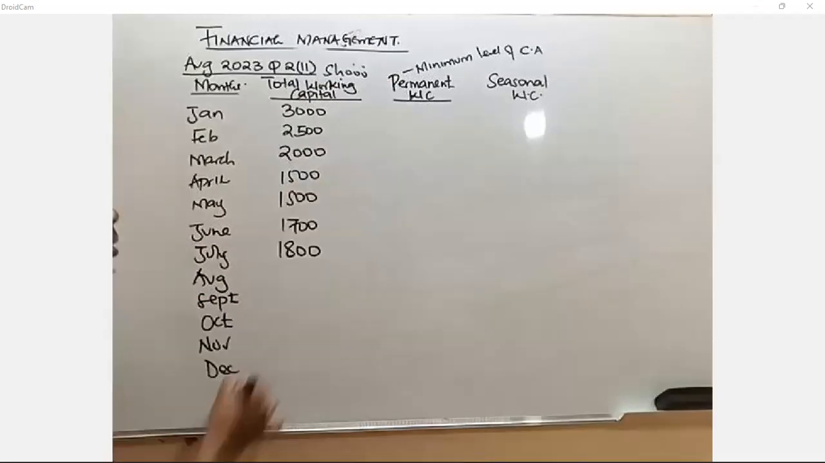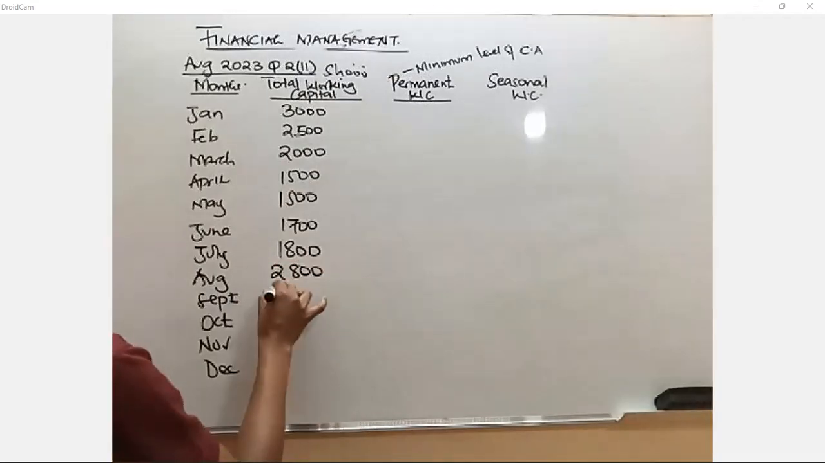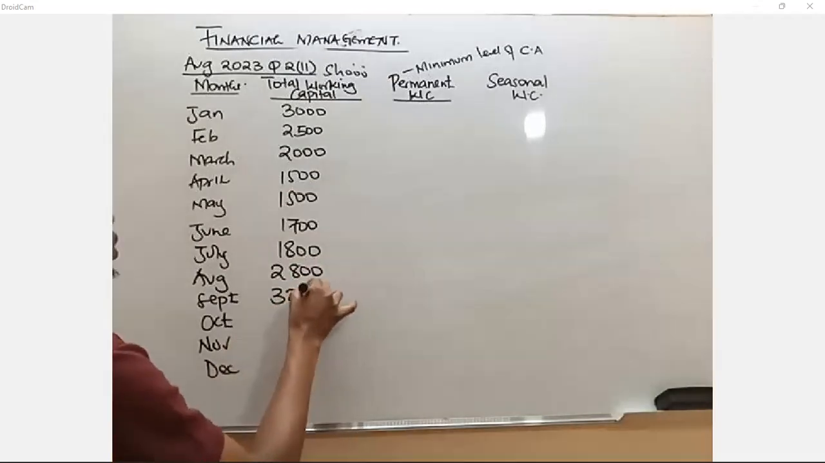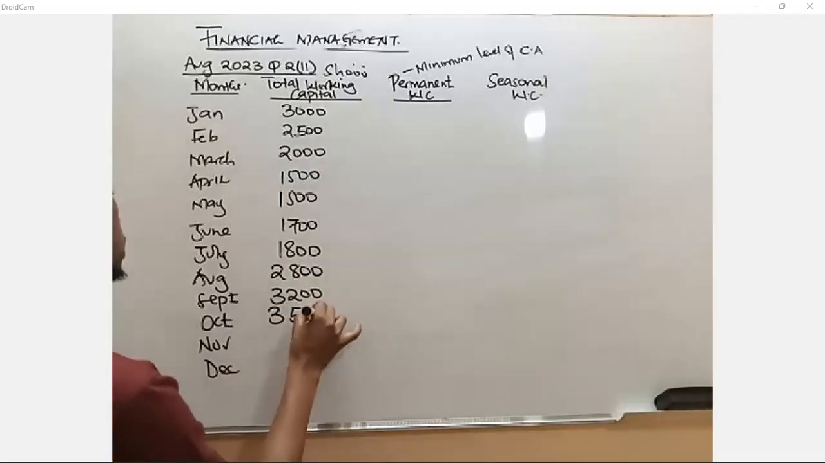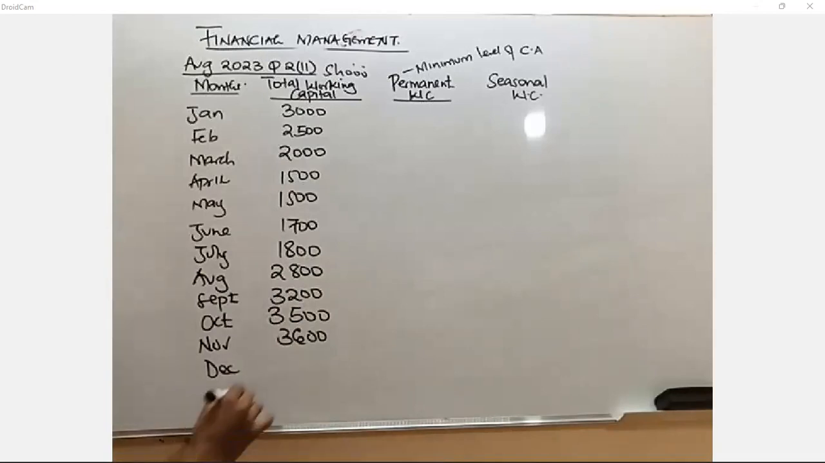We also have 2,800. Here we have 3,200. Then the next we have 3,500, 3,600. Then 3,600 again, and the last one we have 3,800.